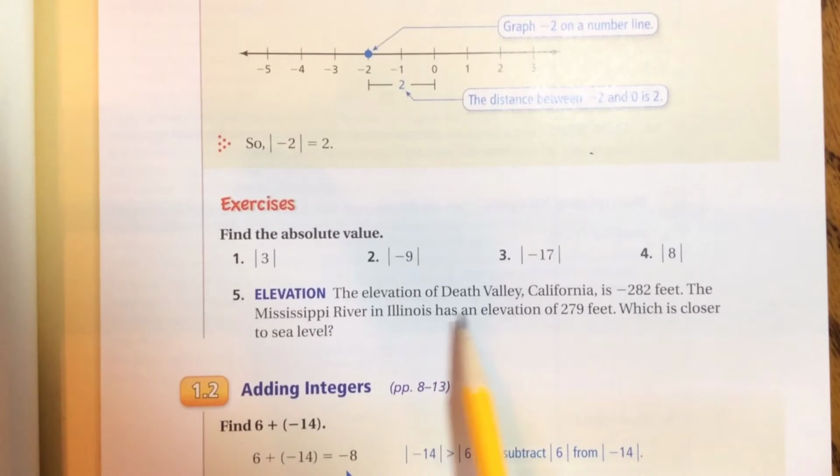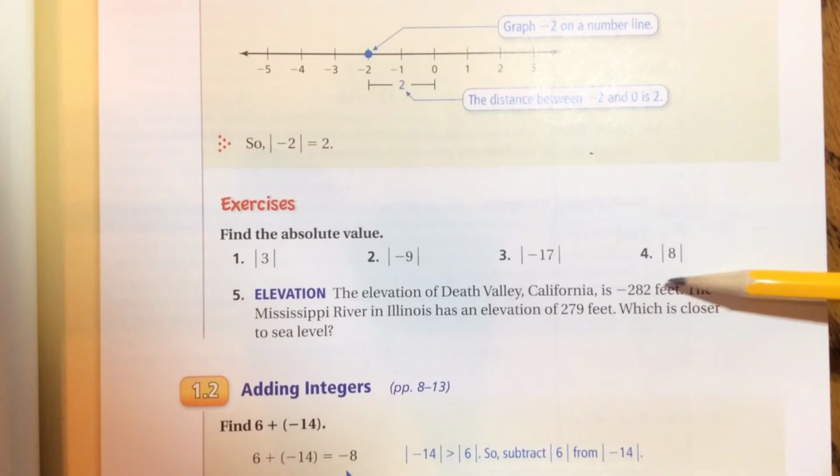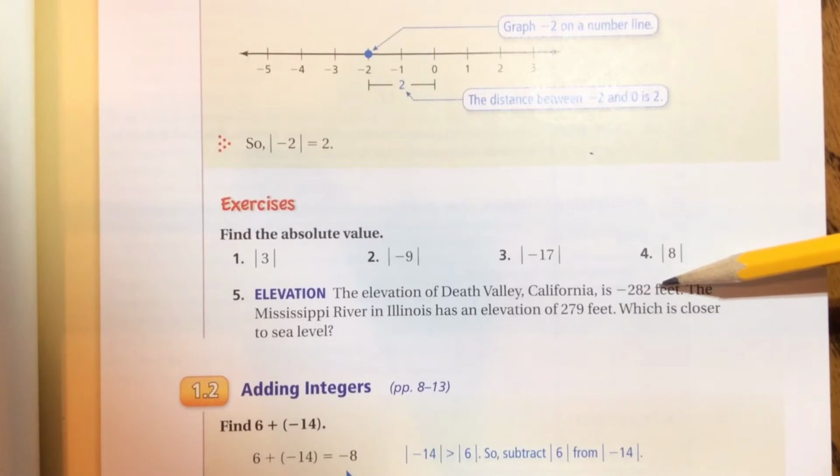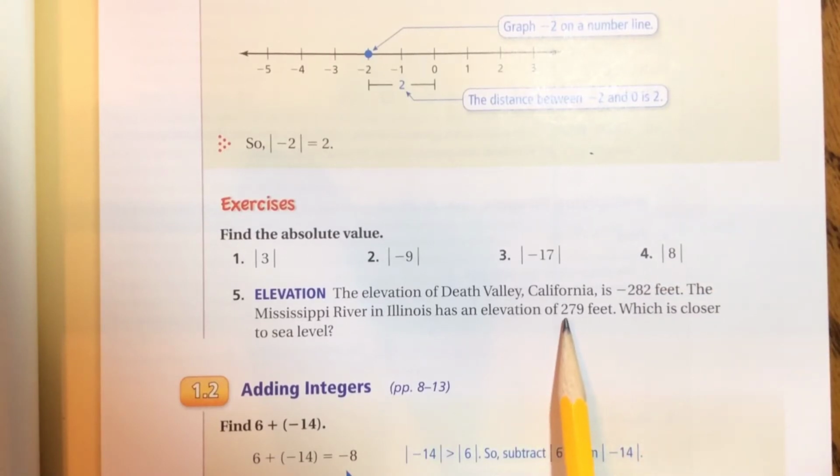The elevation of Death Valley, California is negative 282 feet. The Mississippi River in Illinois has an elevation of 279 feet. Which is closer to sea level? Well, sea level is 0 feet. So this negative 282 feet is, by absolute value, 282 feet away from sea level. This 279 feet, its absolute value is 279, and that would make it closer by only 3 feet, but still closer to sea level. So the answer is Mississippi River in Illinois.